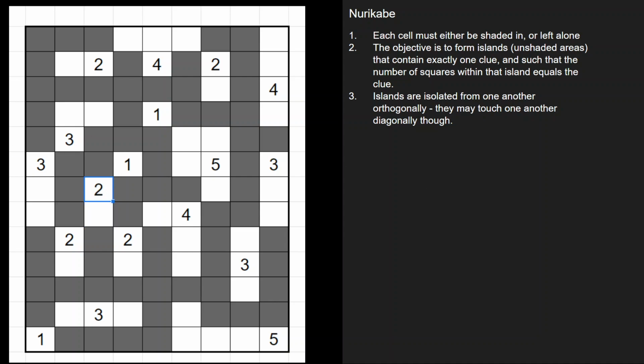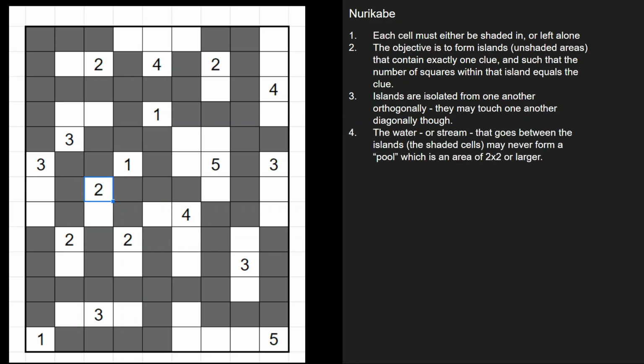As far as the dark cells, or the water or stream, whatever you want to call it, that goes between the islands, may never form an area of 2 by 2 or larger. So we call those pools. So for instance, this cell here, if this was colored dark, that would be incorrect because you can see it's now a pool instead of a stream.